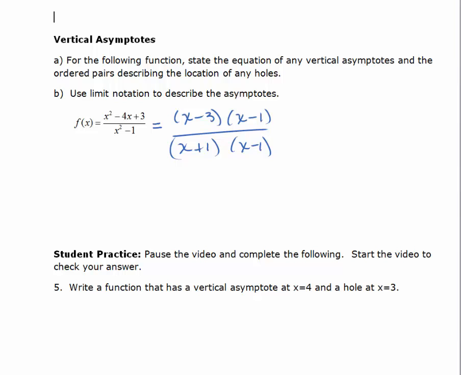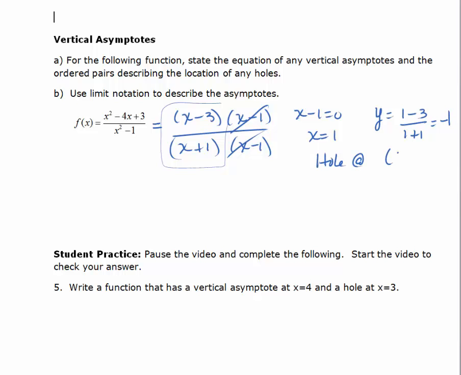I know that my holes are going to occur where there is a common factor, which I would cancel, but I'd set the common factor equal to 0 and I'd get x equals 1. To find the y-coordinate of that hole, I would just substitute the 1 into the remaining factors. So y would equal 1 minus 3 over 1 plus 1, which would be negative 2 over 2, which would be negative 1. So the hole is located at (1, negative 1), and we'll check this later on our calculator.